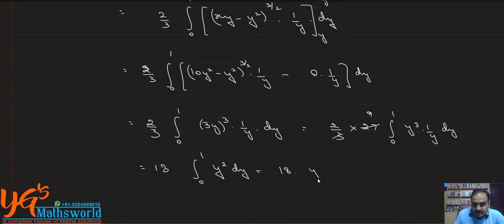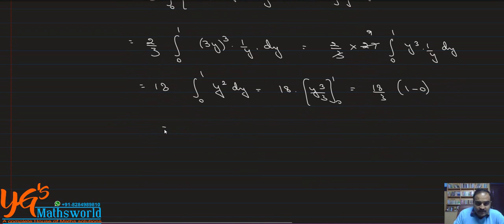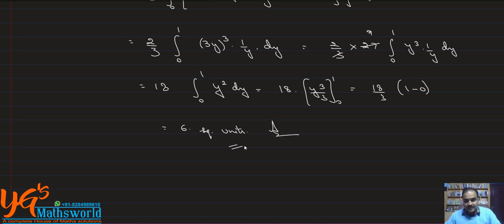So 18 times y cube by 3 within the limits 0 to 1. So 18 by 3 will be 6, and upper limit minus lower limit, the value will be 6. Now since we are calculating the area, 6 square units will be your answer for this question. Hope it is clear to everyone.